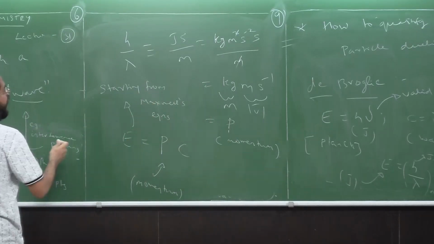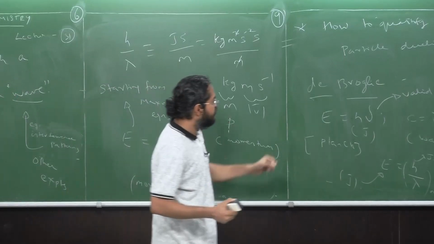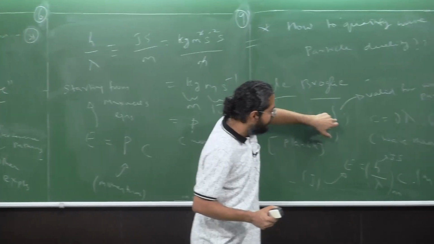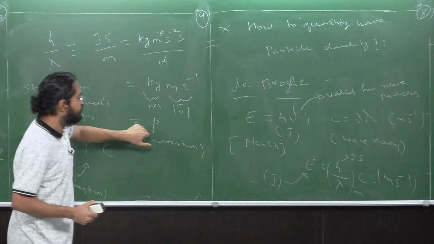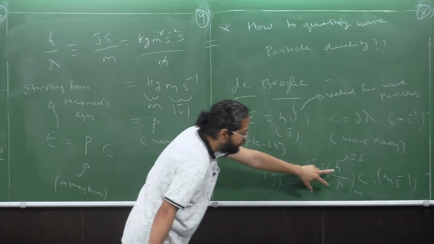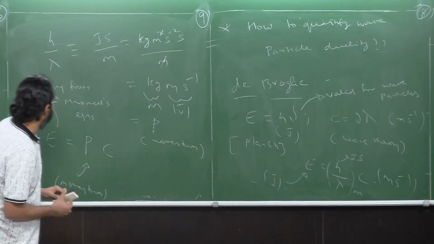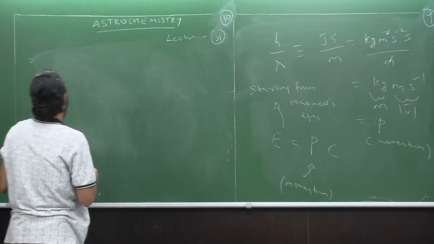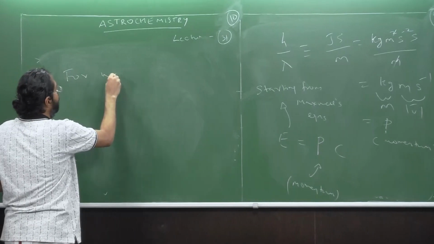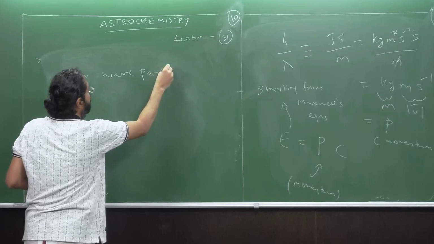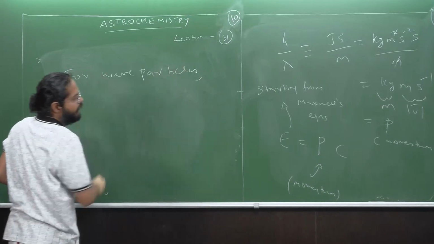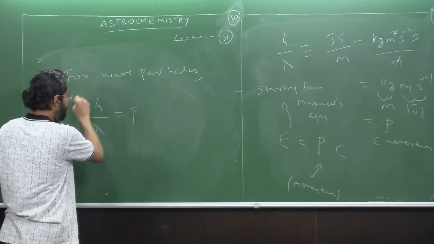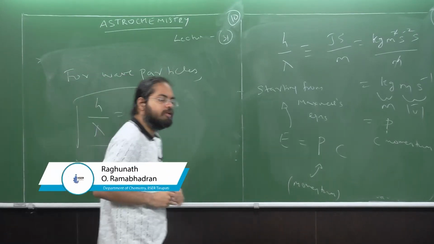So we now have, for wave particles, some magnitude of energy associated with the frequency, and also with the momentum. And this h by lambda corresponded to a momentum term. So what we obtained was that for wave particles, h by lambda is equal to p. This is what de Broglie suggested.